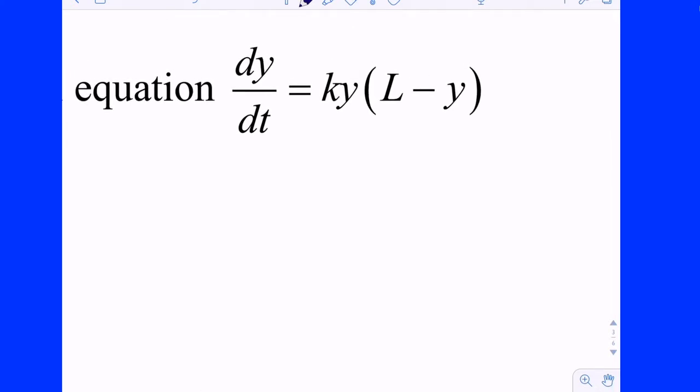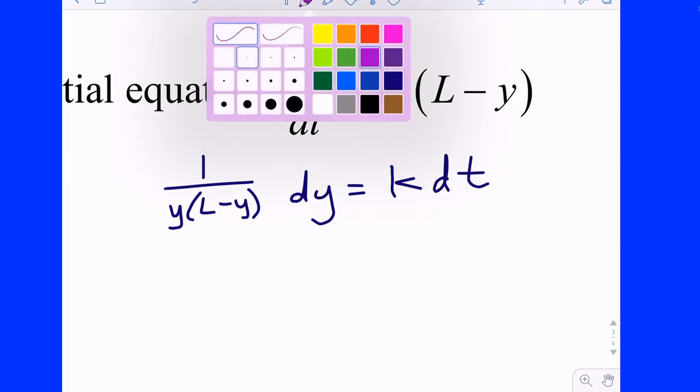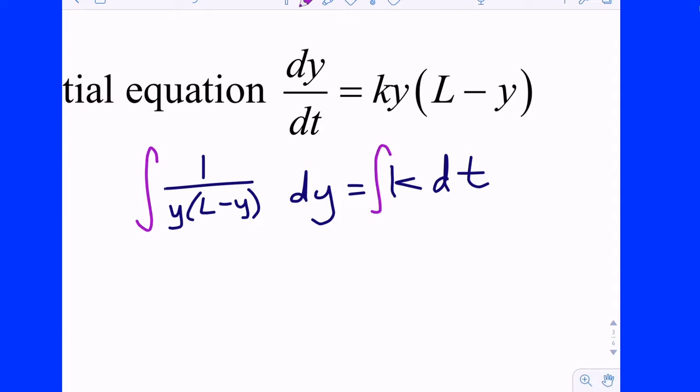All right, so let's go back to where we were earlier when we were trying to solve it. We separated the variables already, so we multiplied both sides by dt. So we got k dt, and we divided both sides by the factors y and L minus y, and we had 1 over y times L minus y. So that would be the separation. Now we integrate both sides.